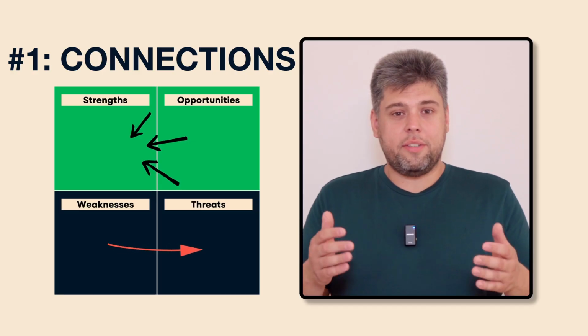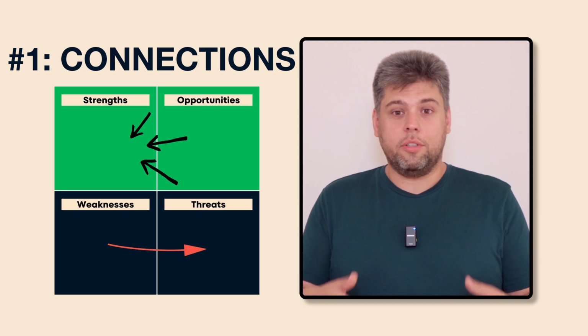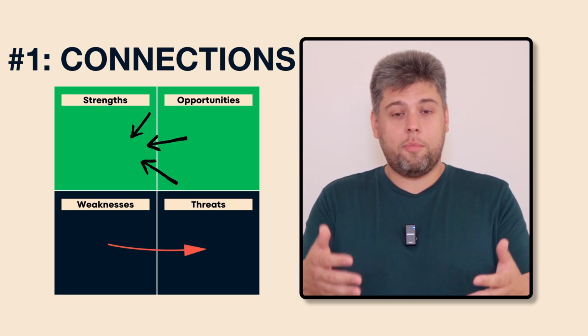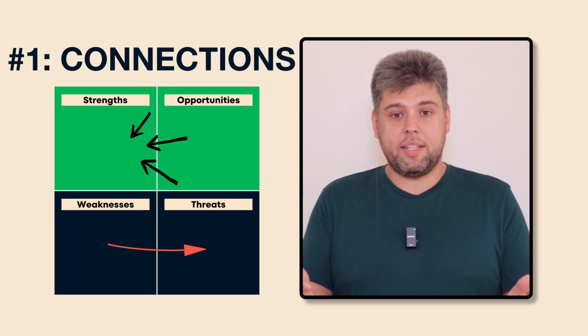The first tip is to see connections. For example, your strength may help you invest in opportunities or overcome your weaknesses. Sometimes opportunities may become threats if misused or vice versa. Like if you decided to try a new technology for your project and after implementation you found out that it somehow blocks you from creating other features from your backlog.